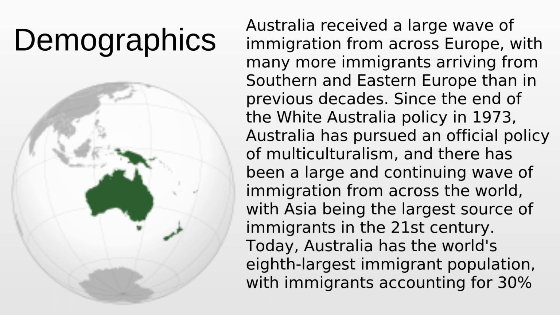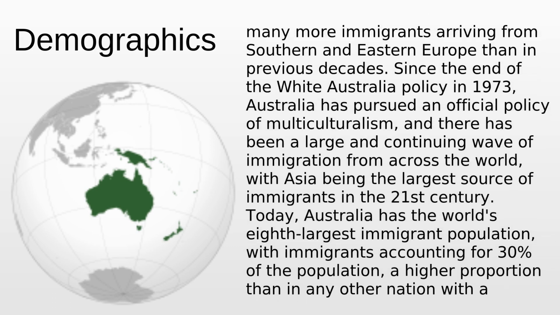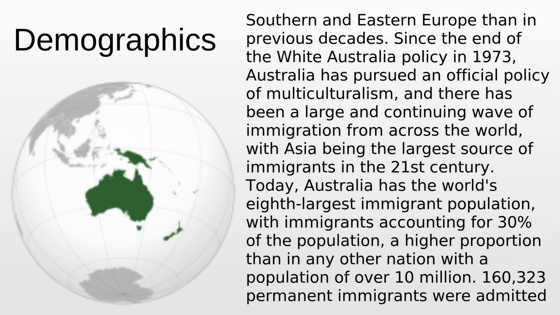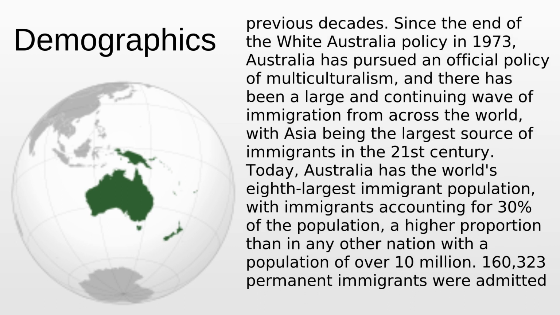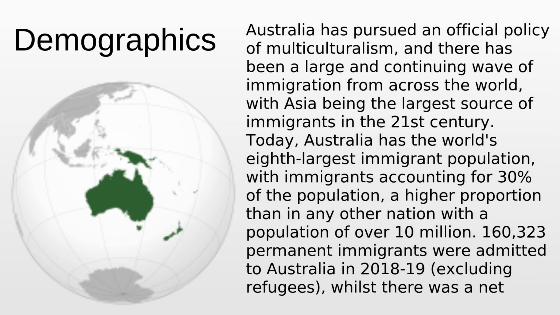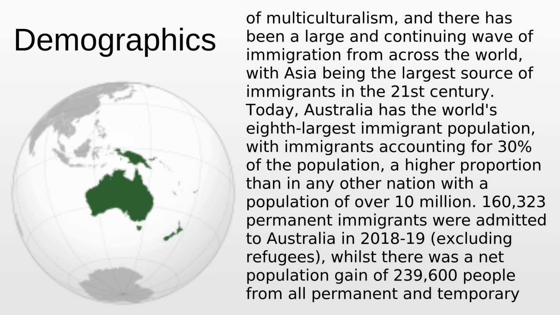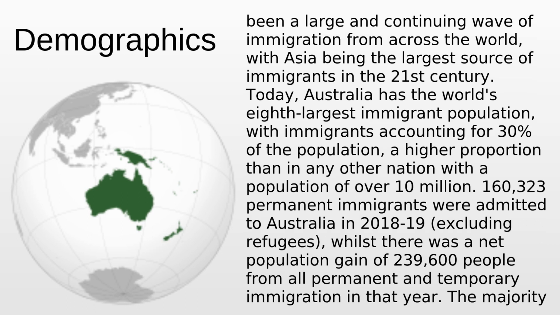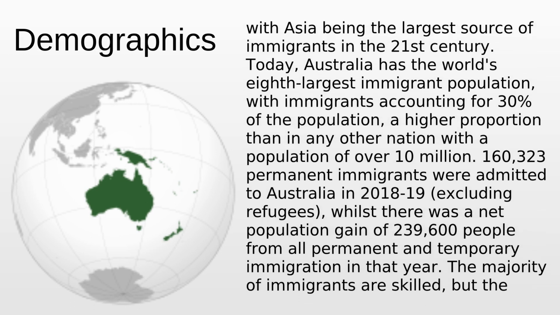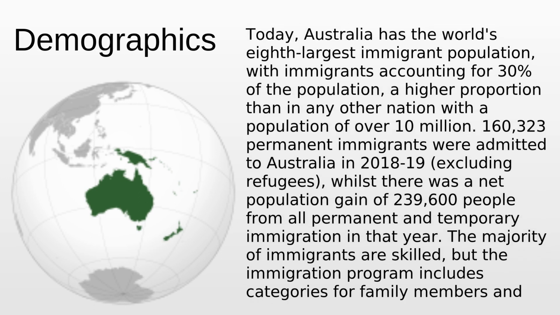Since the end of the White Australia policy in 1973, Australia has pursued an official policy of multiculturalism, and there has been a large and continuing wave of immigration from across the world, with Asia being the largest source of immigrants in the 21st century. Today, Australia has the world's 8th largest immigrant population, with immigrants accounting for 30% of the population, a higher proportion than in any other nation with a population of over 10 million.